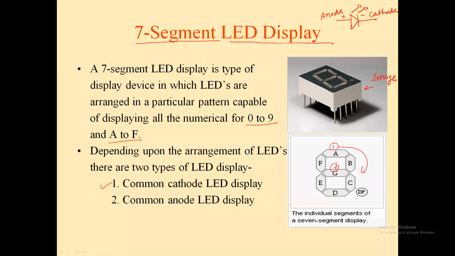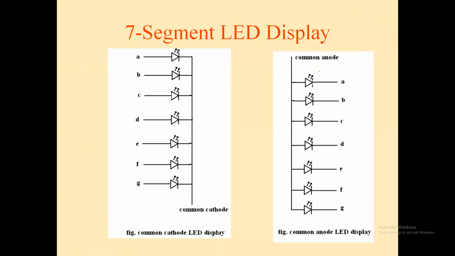there are two types of 7-segment LED display device. One is a common cathode. The name itself gives the meaning. When the cathodes of all 7 LEDs are connected together, then this type of 7-segment LED is called a common cathode. And when the anode terminals are taken as common for all 7 LEDs, then this is called a common anode LED display device. Get my point?